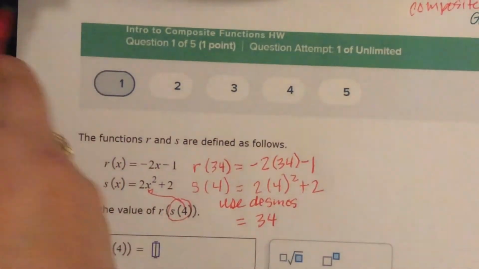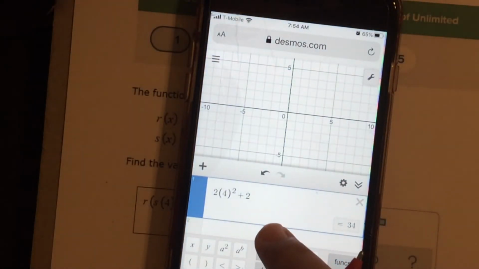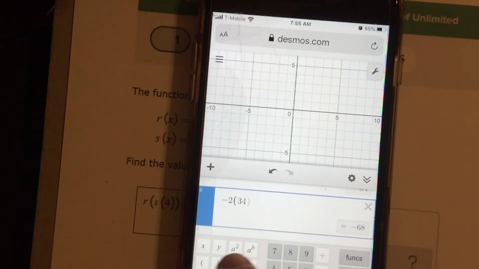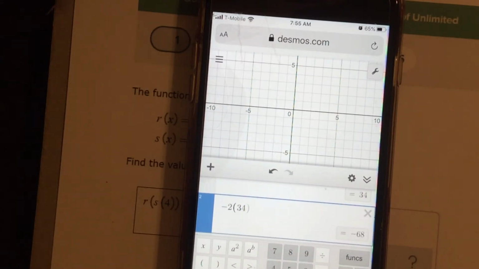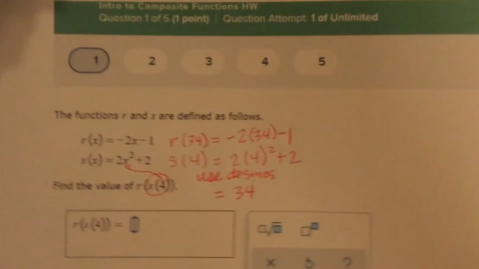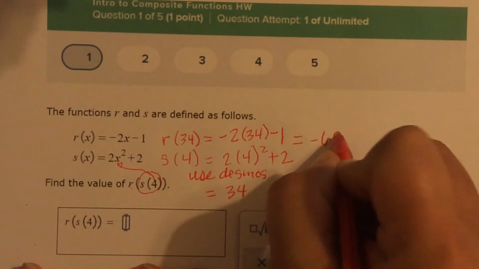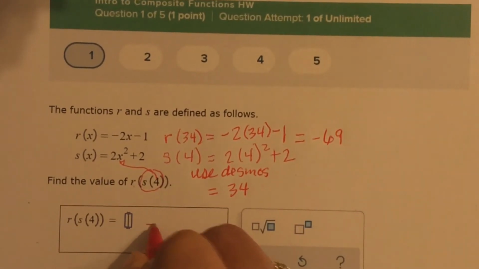So again, I'm going to go to decimals over here. I'm going to plug it in. I'm going to show you how easy it is to have it on your phone. So negative 2 times 34, and then minus 1. And so it's going to be negative 69. I used decimals again, so this is equal to negative 69. So your answer is going to be negative 69.